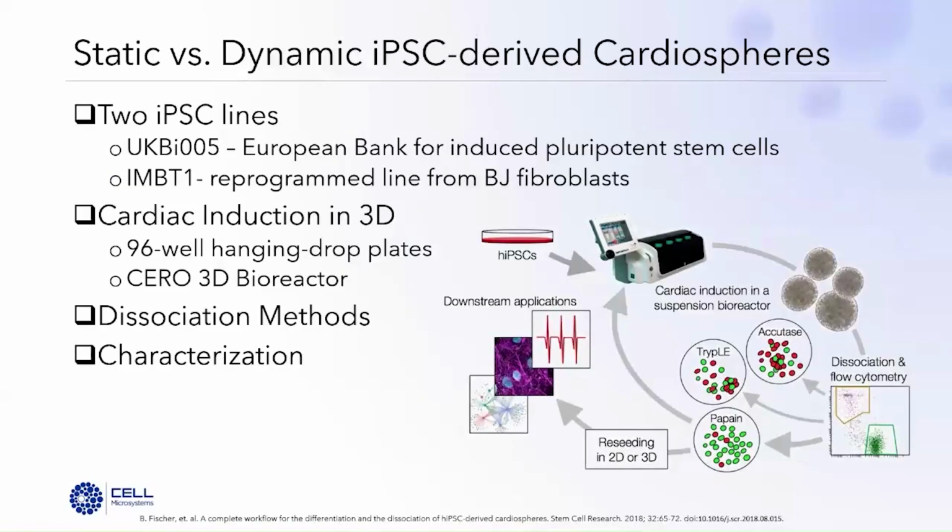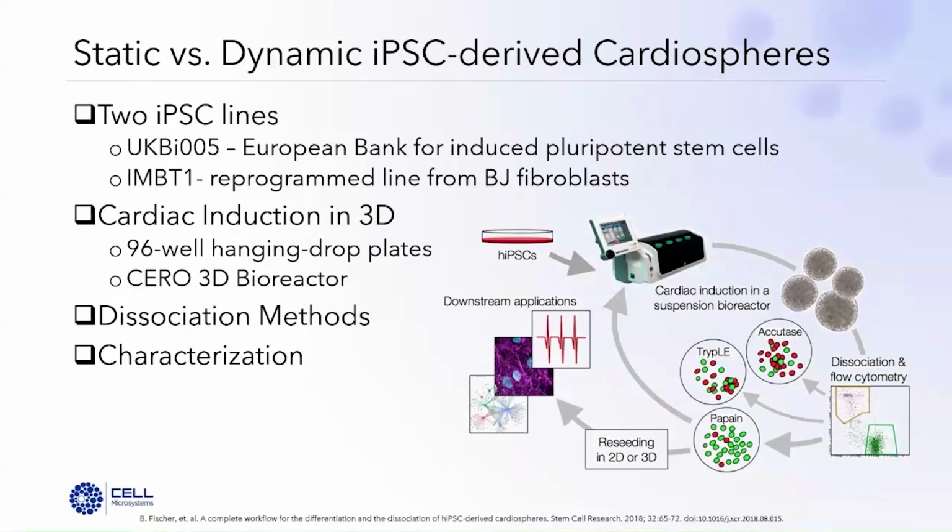So importantly, they used 2 iPSC lines for this study. The first was an established cell line from a European cell bank. The second was a reprogrammed cell line from their own lab. And this is really important because, as we mentioned, we need to ensure that the methods that we're creating to produce these organoids are reproducible even across different cell lines. To compare the methods, they generated these cardiospheres using their standard 96 well plate hanging drop method, and then, of course, the Zero 3D, which created that dynamic suspension environment.